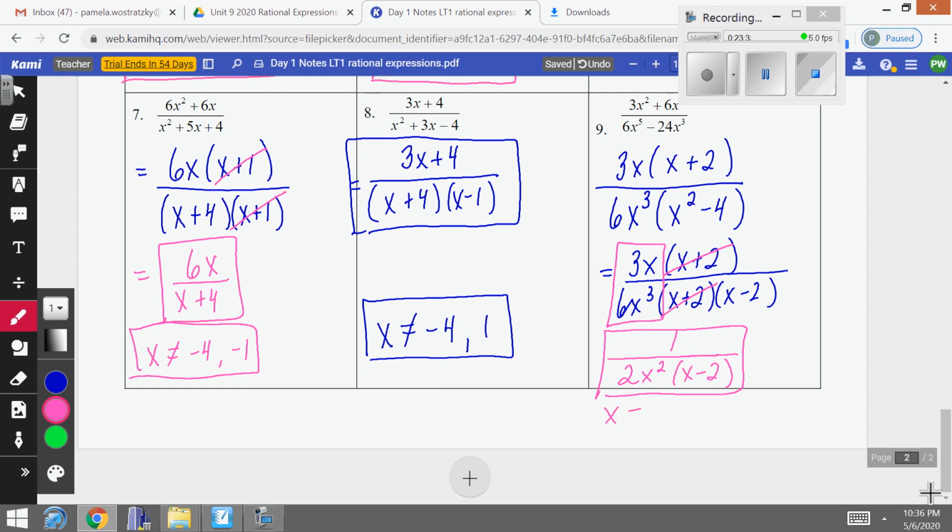Naming our excluded values, you'll notice that there's 3 things in that denominator. So x cannot equal 0, negative 2, or positive 2. You can have multiple excluded values. All right, try these on your own. Hopefully you're doing okay on these. Again, practice the factoring. Don't forget to simplify and name excluded values.